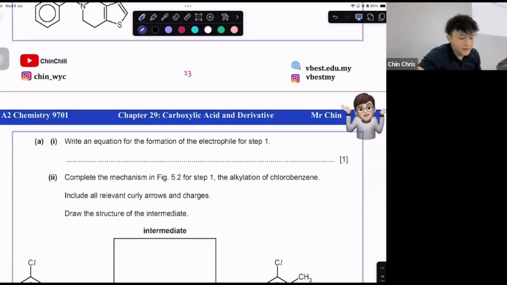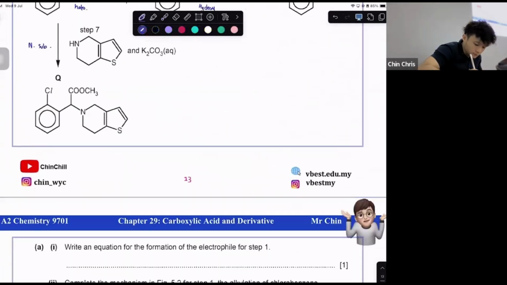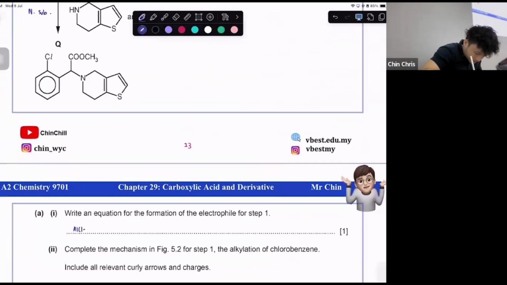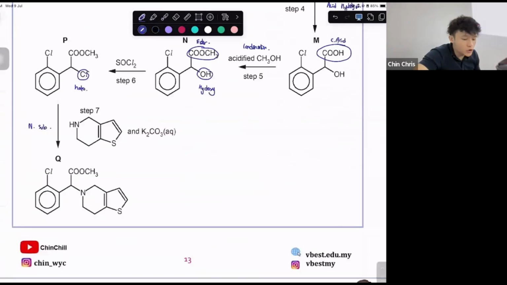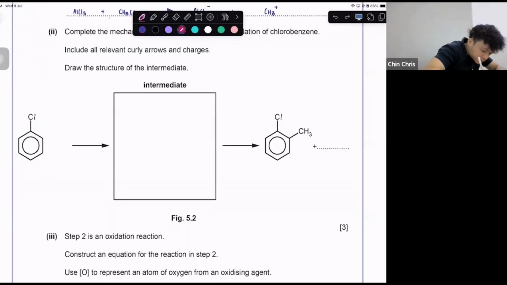Next. Write an equation for the formation of electrophile in step 1. Go. Formation of electrophile in step 1. AlCl3 plus CH3Cl turns into what? AlCl4 minus plus CH3 plus. Well done. Good job. So, guys, the electrophile is CH3 plus, right?